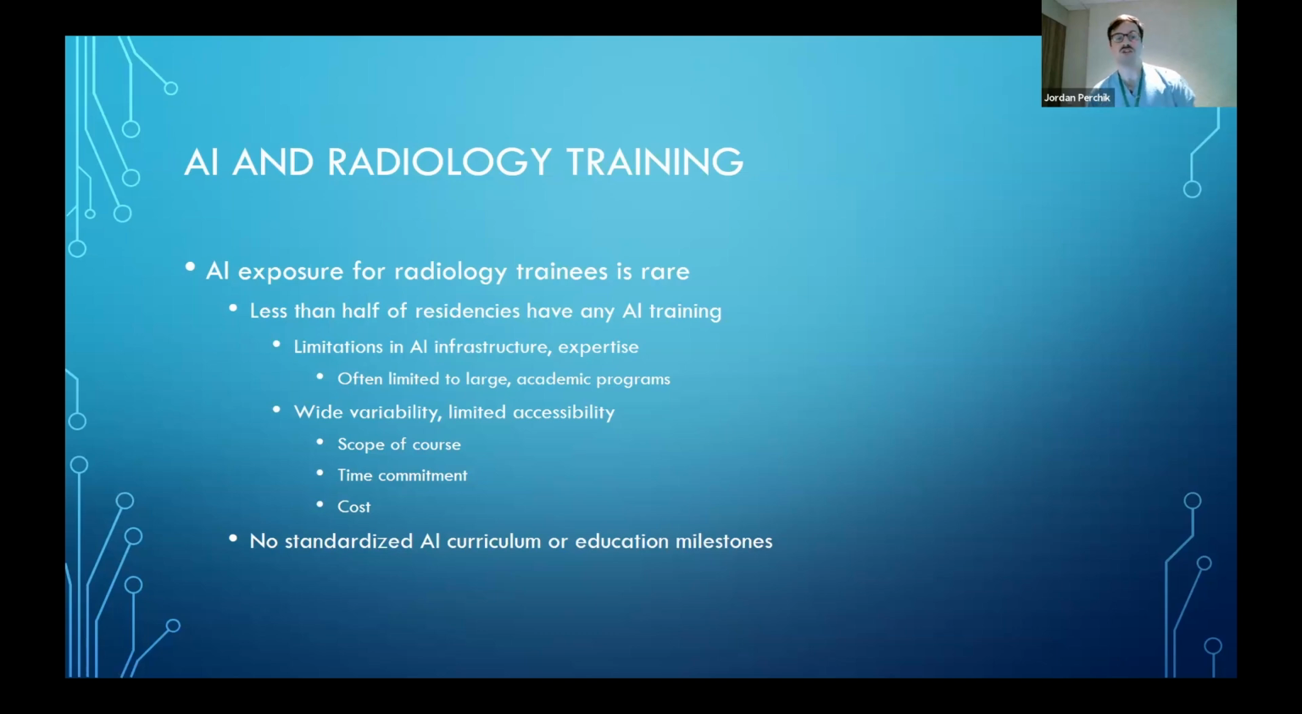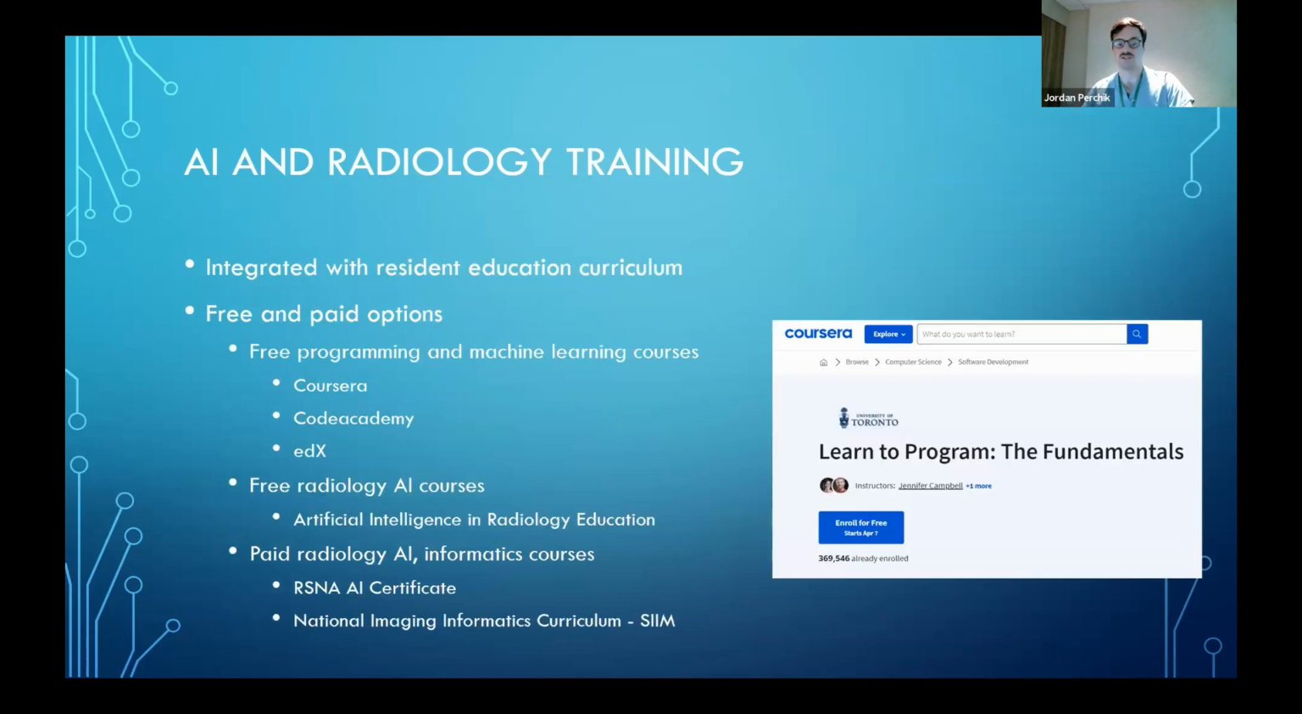Are we going to be learning coding? Are we going to be doing this over the course of 4 years? Is it going to be a single week? A single week every year? Is it going to be 1 month for the entire training curriculum? We don't have a standardized AI curriculum or education milestones, so it makes it difficult to compare how effective these programs are across different programs.